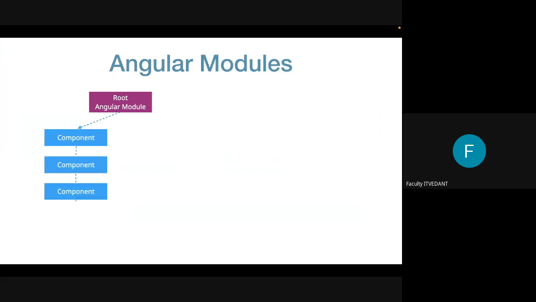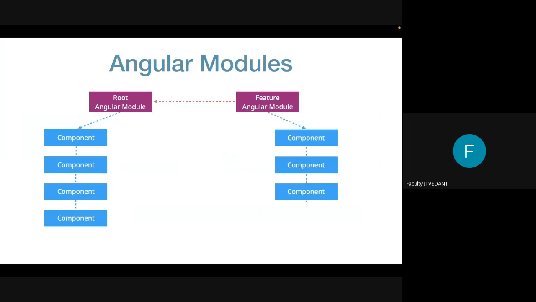Every Angular module can have a lot of components. It can have other modules as well. So a root module will always be there, but other modules can be there too, and those modules can be integrated into your root module. Those modules can also contain components, services, directives, and pipes. These things will come later on. So these are modules.